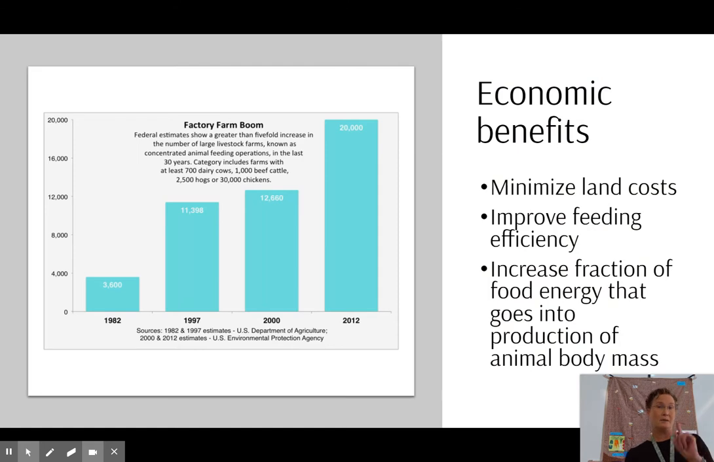Okay, so the economic benefit of CAFOs is that it minimizes land costs, it improves feeding efficiency, increases the fraction of food energy that goes into body mass, so that you can just grow a bigger animal and get more food from it. So we've gotten better and better about being able to produce lots of meat for lots of people. We've invested in this a lot. So these are some of the benefits, okay?